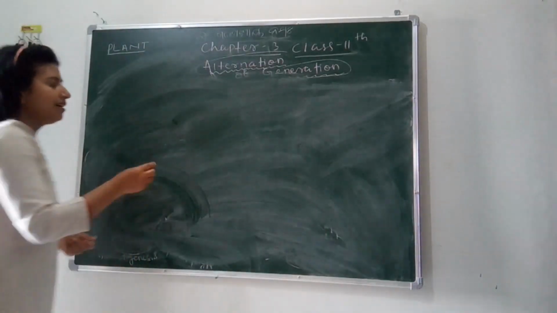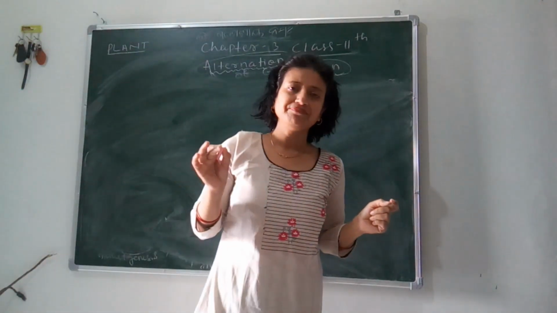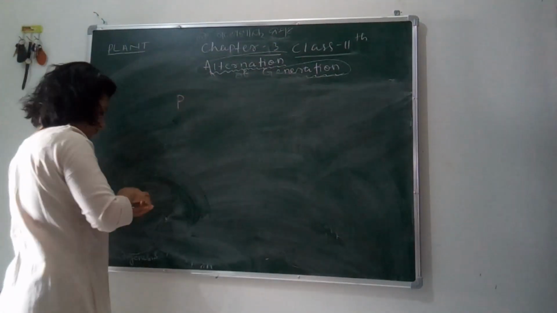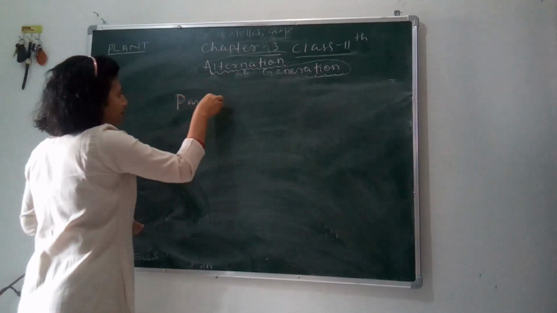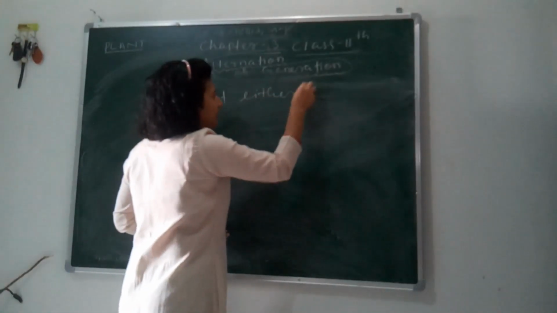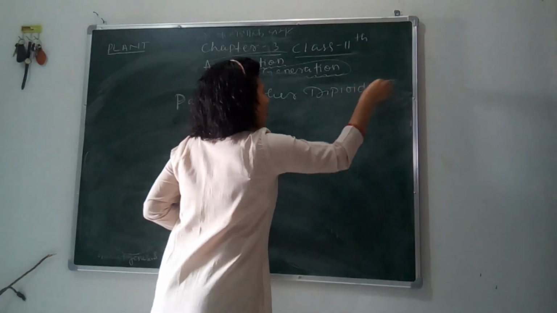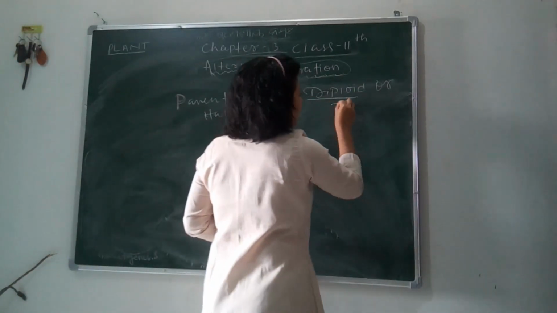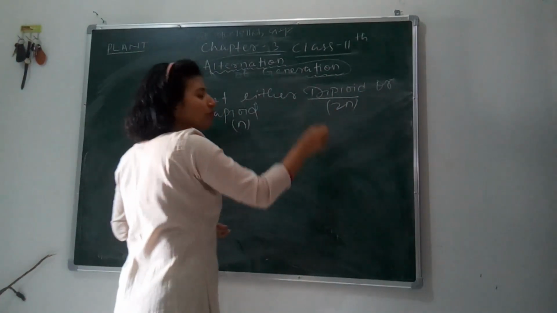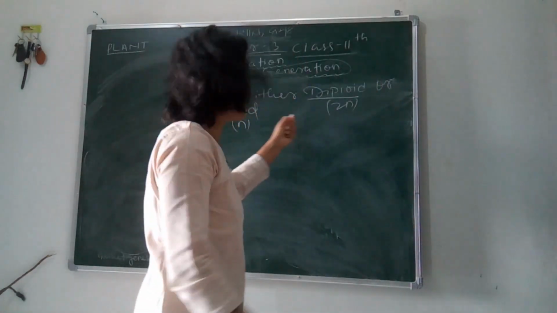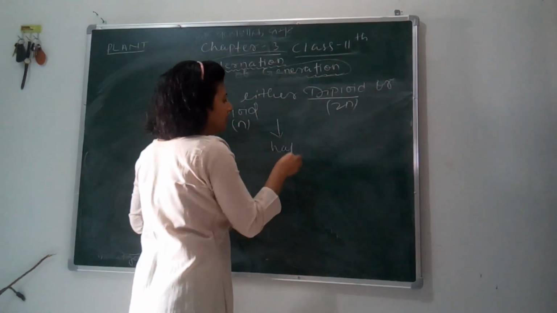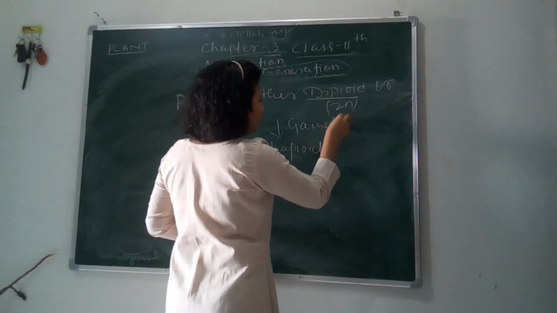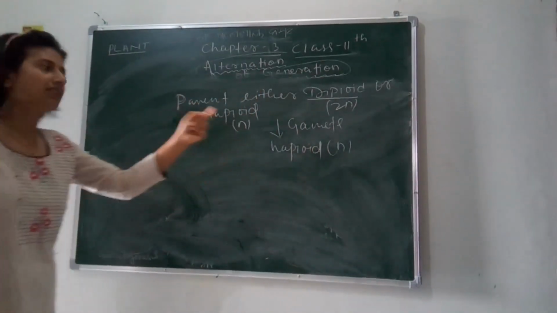So let's see. The parent is either diploid or haploid, but the gamete is always haploid. Remember this line. The parent is either diploid or haploid. It means it contains either 2n or n number of chromosomes, but the gamete formed by this is always haploid. The gamete formed is haploid, meaning n.